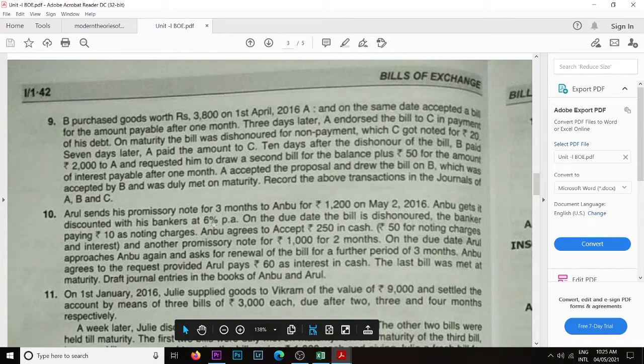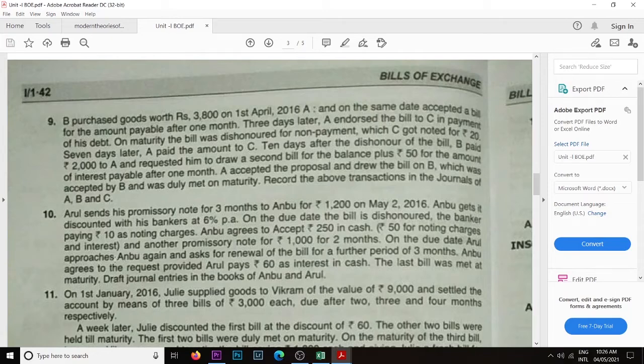So in this problem number 10, first the bill was drawn, the bill is discounted, and later the drawee dishonors the bill, and Arul, who is the drawer, received $250 cash part payment. In that $250, ₹50 is the interest and noting charges. And Anbu drew a fresh bill for 1,000 for 2 months. First bill is 3 months. After 3 months, the bill is dishonored, a part payment of 200 is received, and for the balance 1,000, a 2 months bill was drawn.